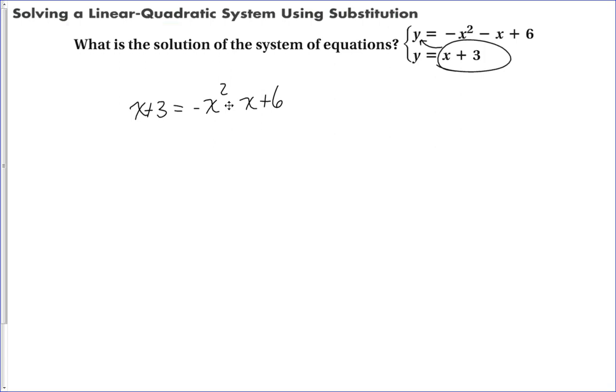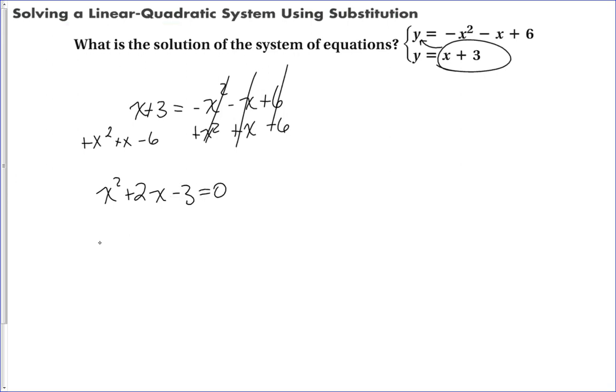Now, simply solve it for 0. So I'm going to add the x squared, add the x, and subtract the 6. There's no x squareds on this side, so that's just x squared. x plus x is plus 2x. And then 3 minus 6 is negative 3 equals 0.